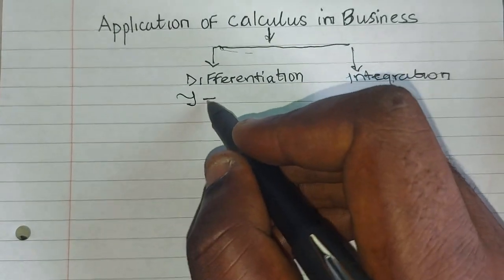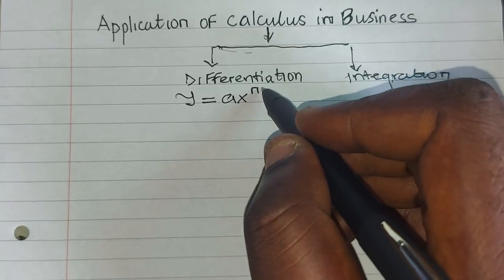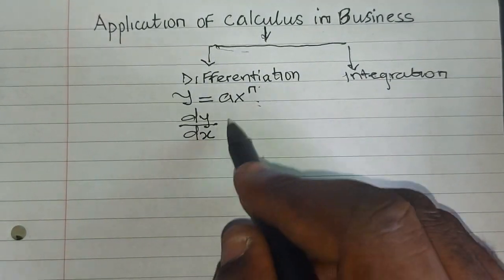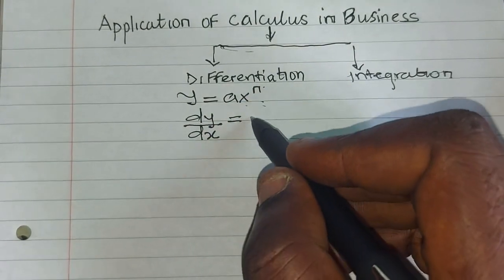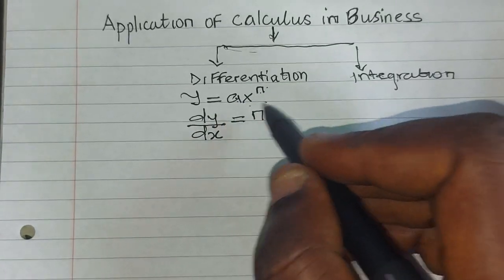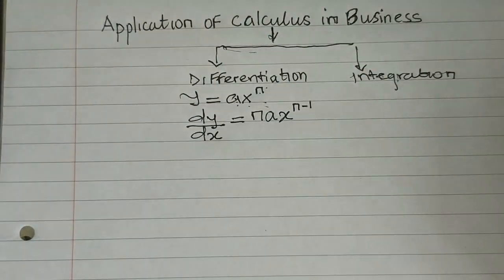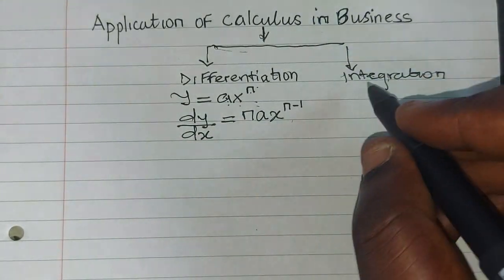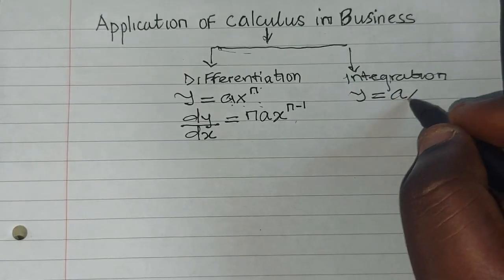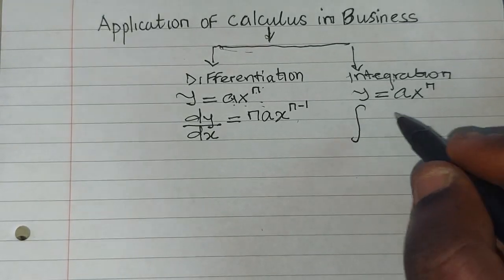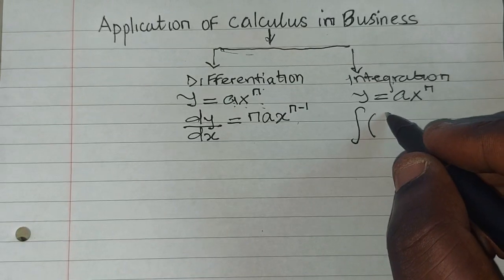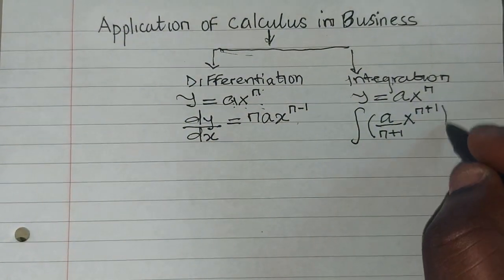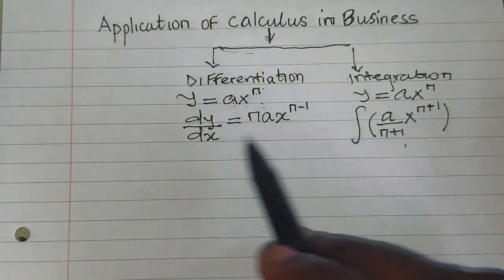Differential calculus: supposing you have a function y equals ax raised to power n, then it is represented by dy/dx. The differentiation of this function with respect to x will be n, the power, multiplied by the coefficient, times x raised to power n minus 1. That's the general formula for differentiation. Then for integration, supposing you have y equals ax raised to power n, the integral of this becomes a over n plus 1, x raised to power n plus 1. That's the general formula for integration. Students should take note of that.